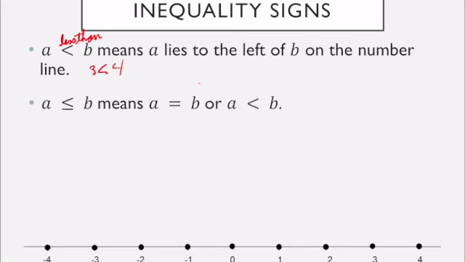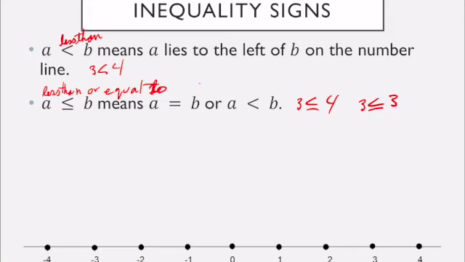The next symbol we have is less than or equal to. What that means is that A equals B or A is less than B. So what does that even mean? Well, it means that 3 is less than or equal to 4 because it's one or the other. In this case, it's less than 4. But I also have that 3 is less than or equal to 3 because 3 isn't less than 3, but 3 equals 3.